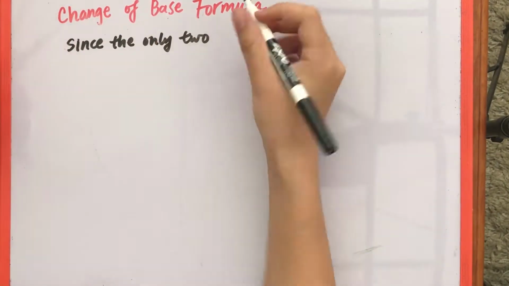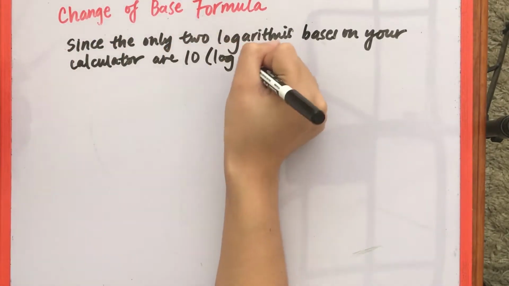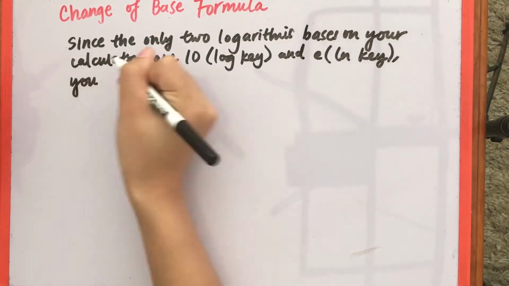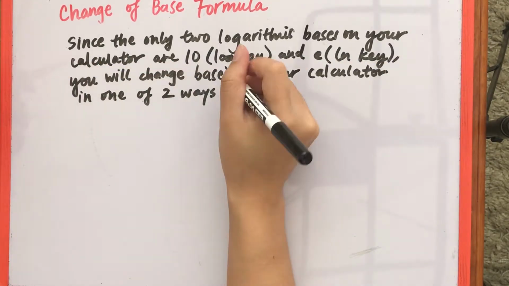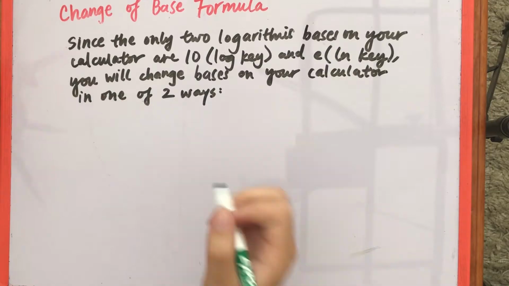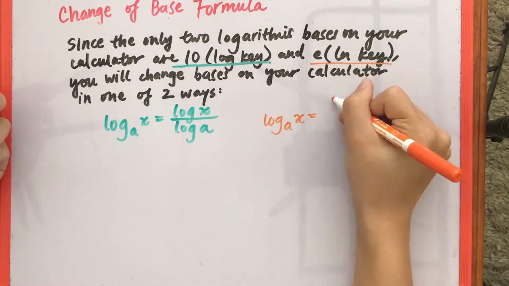Since the only two logarithmic bases on your calculator are 10, which is the log key, and e, which is the natural log key, you'll change bases on your calculator in one of two ways. Log base a of x is equal to log of x over log of a, or log base a of x is equal to natural log of x over natural log of a.